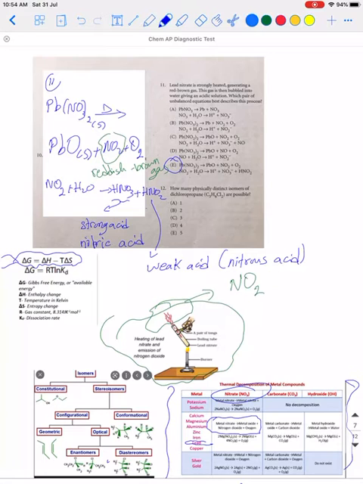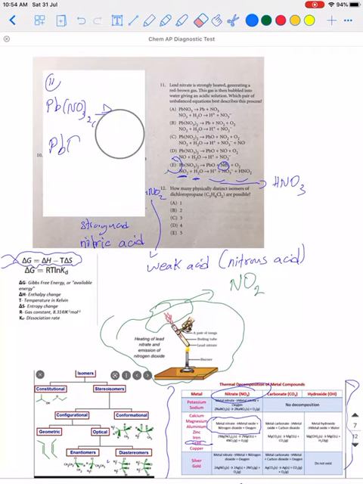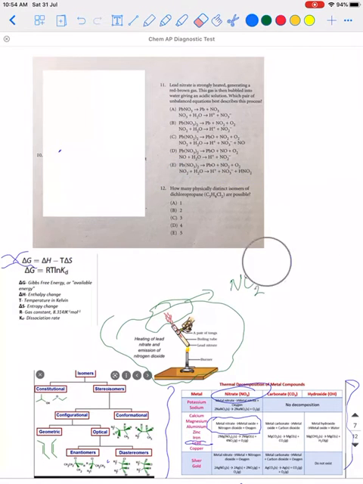So the best answer here is part E. As you see, lead nitrate decomposed to give lead oxide and nitrogen dioxide. This nitrogen dioxide, when it's mixed with water, gives a mixture of nitric acid and nitrous acid. Why do we write it in ionic form? Because nitric acid is strong, it dissociates completely into ions. Now we will move to number 12.